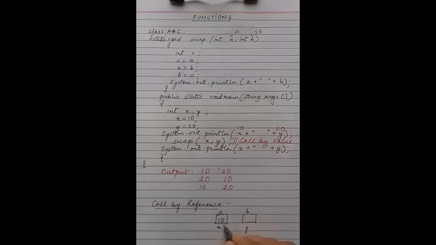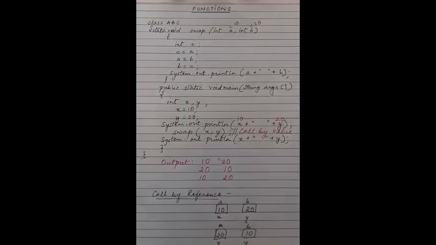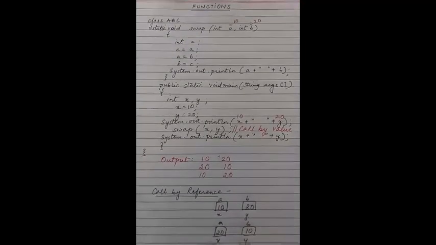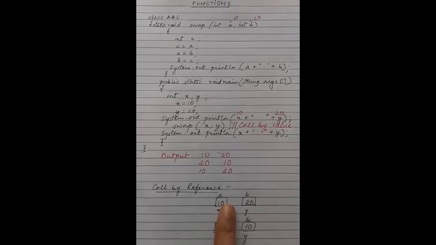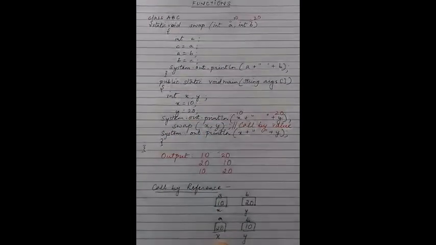So if the value of x is 10 and the value of y is 20, if they are interchanged inside the function, a becomes 20 and b becomes 10 inside the function, what will happen? The value of x and y will also change. Understood? This is called call by reference. Same memory location is having two names. If the value of that memory location is changed using the formal parameter, then the actual parameters will also change.